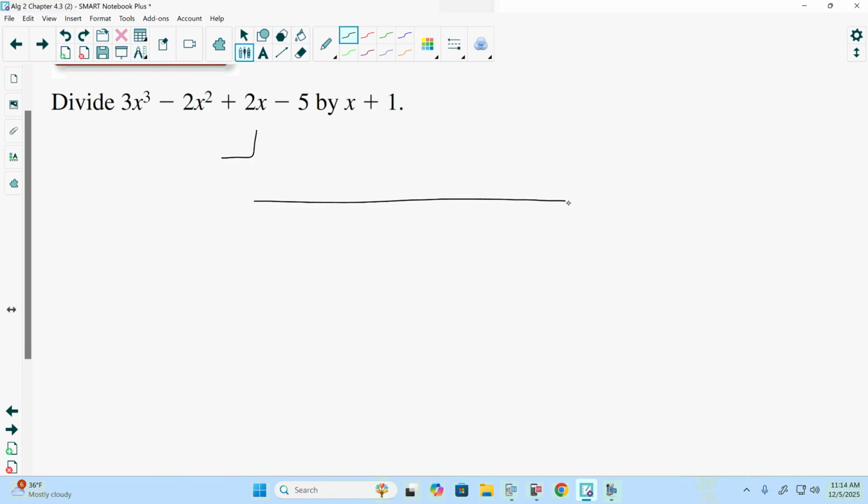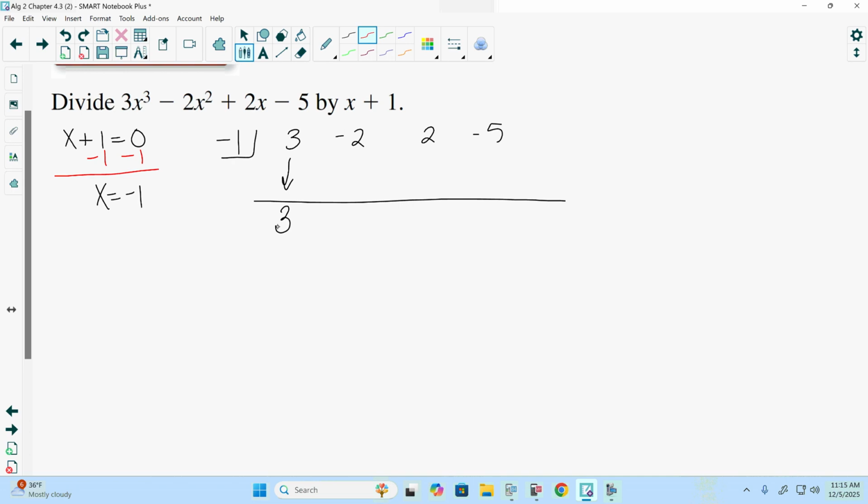So the first thing we need to do is take our x plus 1, set it equal to 0. We're solving for x. So in this case here, we get -1, telling us x is -1. Our numbers going across the top would be 3, -2, 2, -5. Then we would drop the 3.